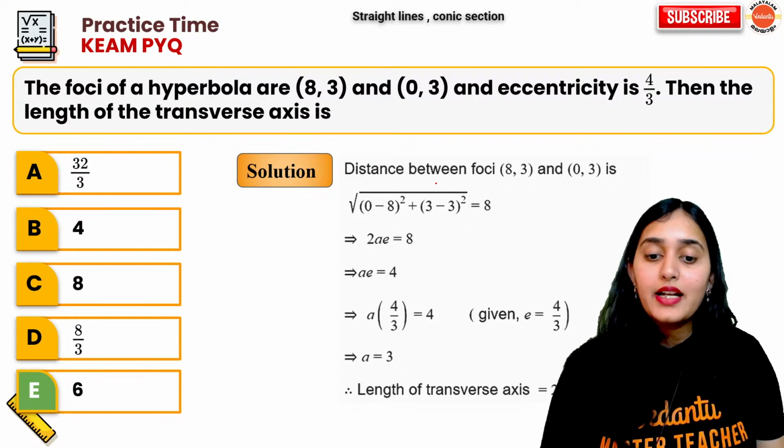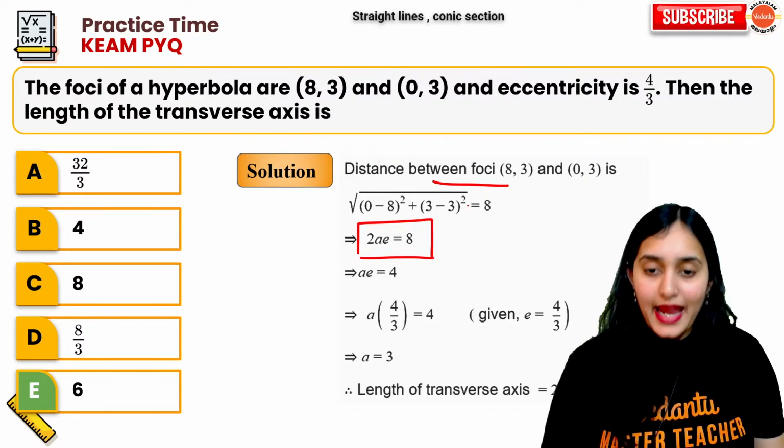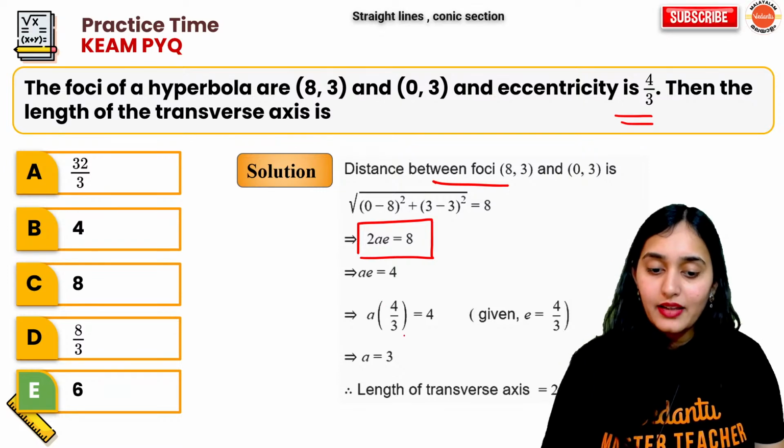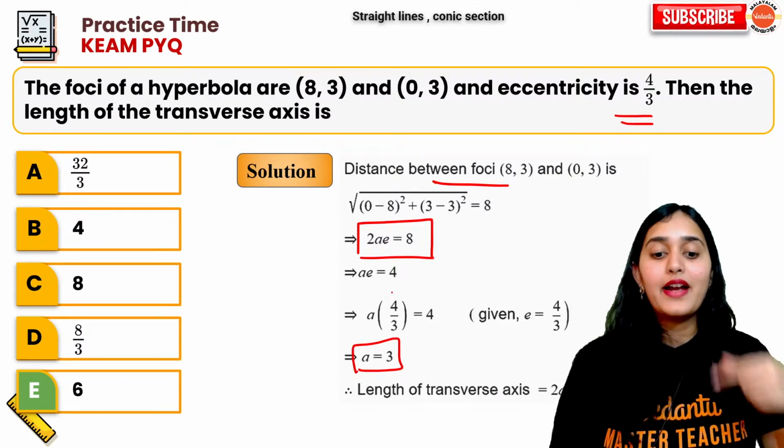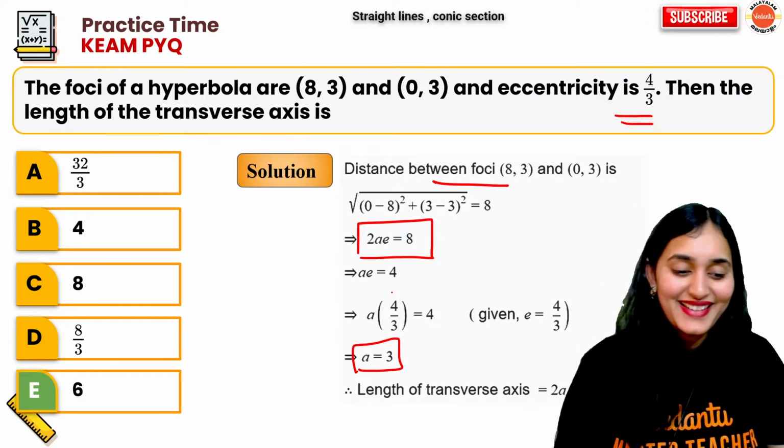Understood everybody? Distance between foci is 2ae and eccentricity is given 4 by 3. So, we find a and then we find 2a. So, we have the answer 6. Okay.